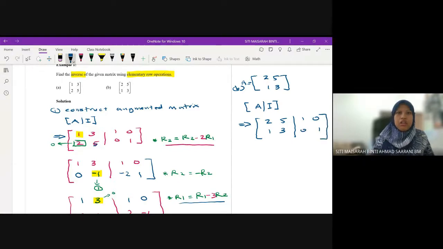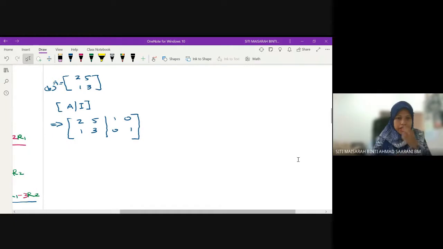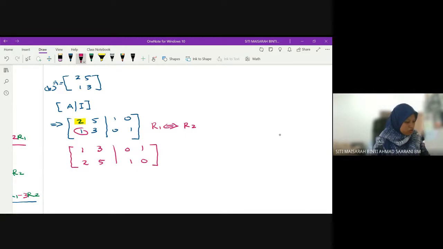What is your first step? Interchange rows. We can interchange rows since we are going to obtain 1 here. Since the one at the bottom is 1, we can interchange row 1 with row 2. So here it becomes 1, 3, 0, 1, 2, 5, 1, 0. We swapped row 1 and row 2, and now here it is 1.